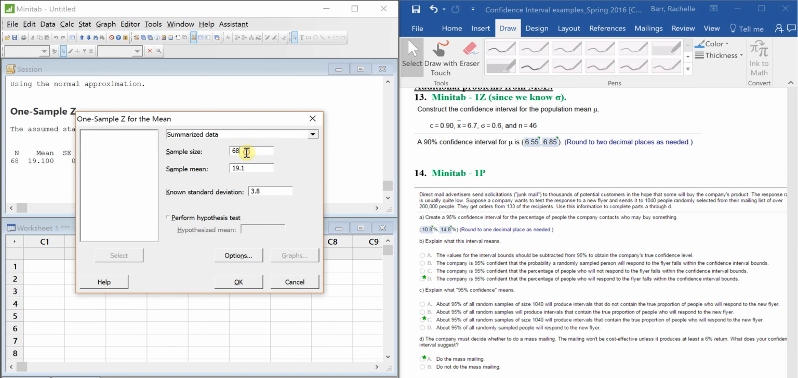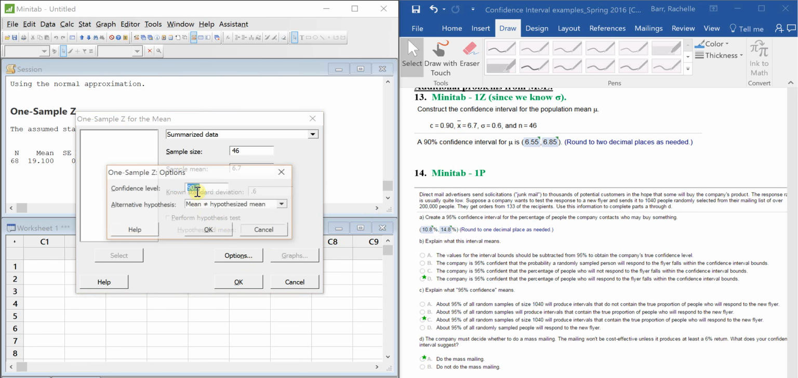So here we'll just go to Minitab and do Stat, Basic Statistics, 1 Sample Z. Got to put all my stuff in here. Got my sample size right there, 46. Got my sample mean, 6.7. Got my known standard deviation to be, where is that? 0.6. Oops, almost put the wrong value in. That would have been super wrong. And then my confidence level is 90%, so we'll hit Options and change that to 90. Oh, evidently my last one was a 92.